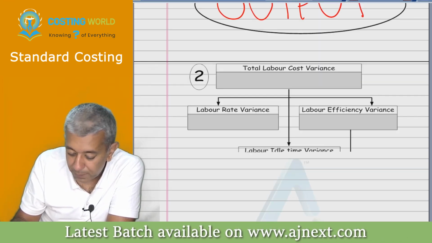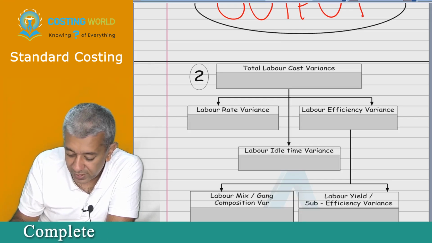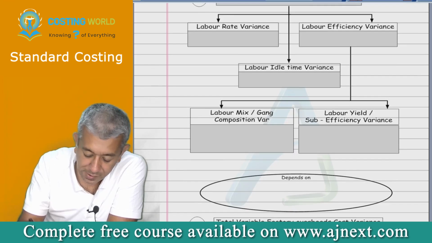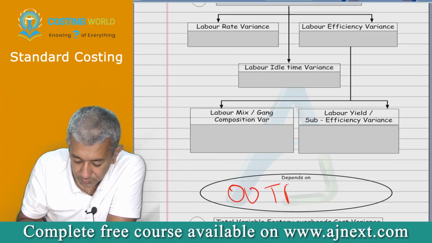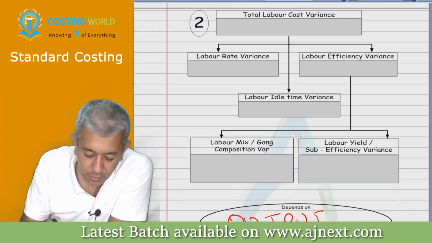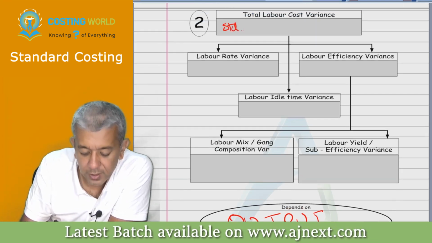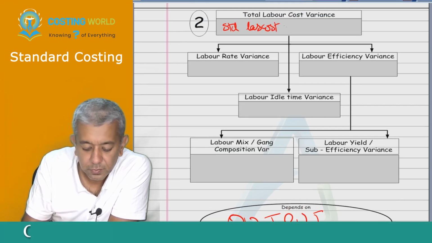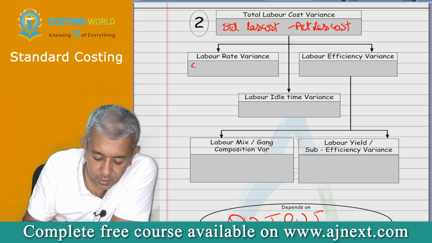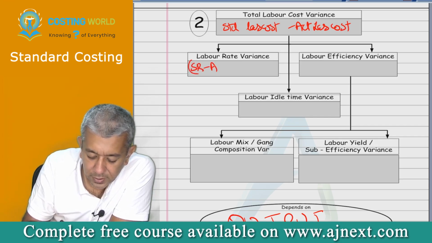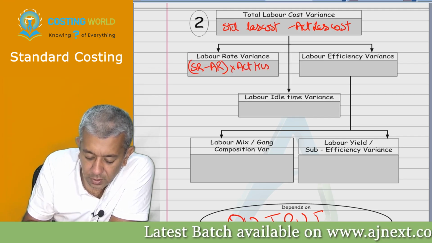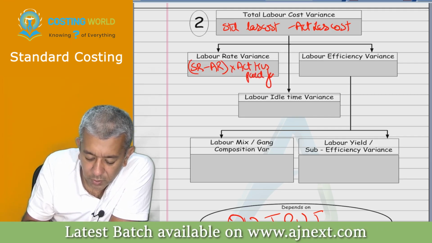First, I'll complete that big circle down. So, labor variances are always dependent upon what particular factor? Output. So, this is standard labor cost minus actual labor cost. This is standard rate minus actual rate. Now, be careful, you write down over here into actual hours paid for beta.